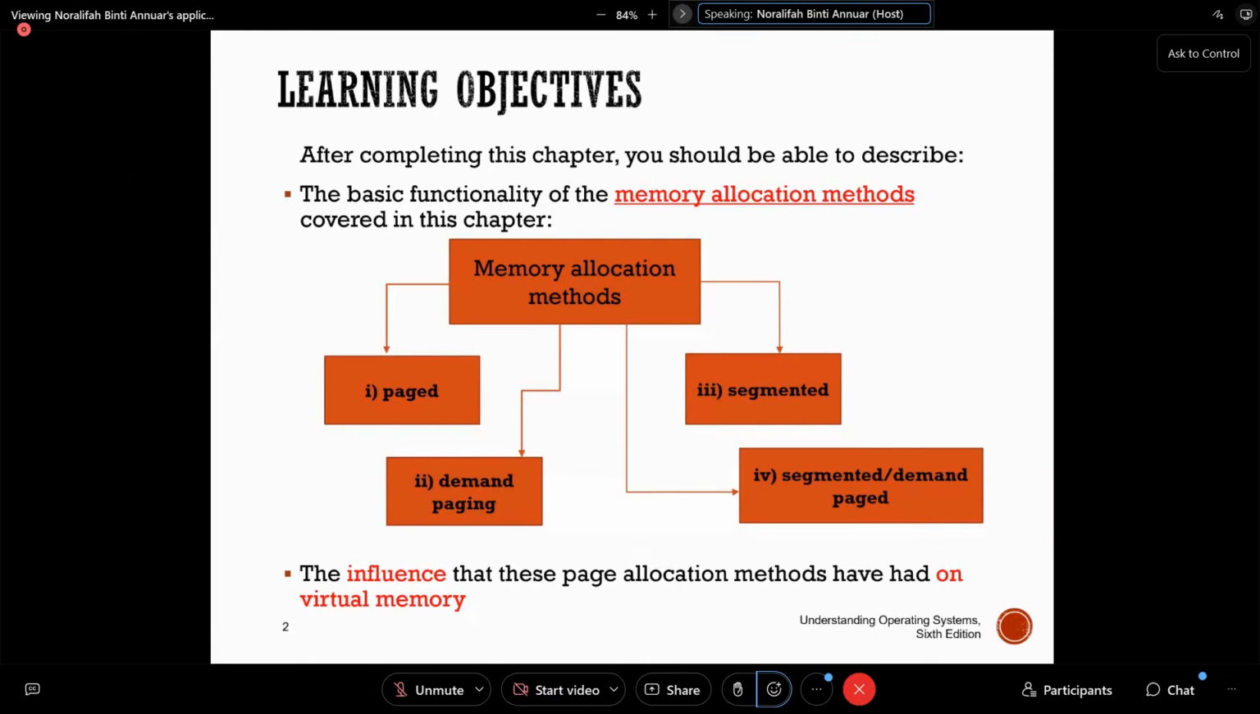So the program can create the virtual memory. This is what we're going to learn today. Kan? What is the relation of RAM and virtual memory? How does it help to speed up and make the program process more efficient? Okay, virtual memory.